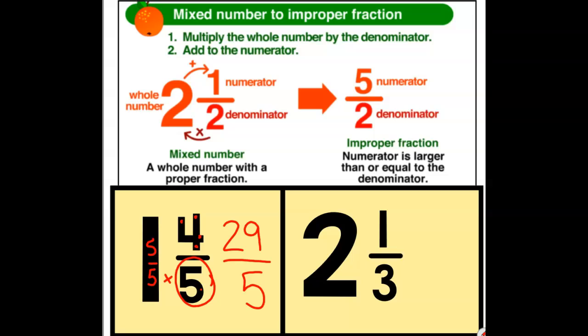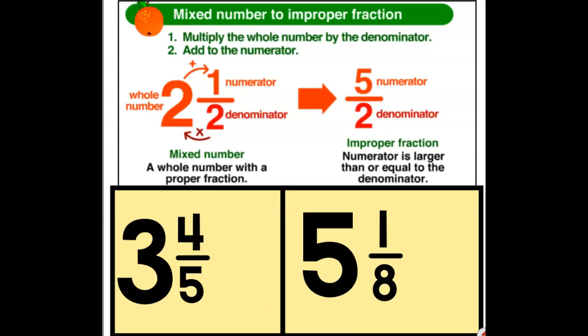Okay, now I'm going to move over here. 2 1/3. Well, if I'm talking about thirds, each whole is going to be 3/3, but I have 2 of them. So 3 times 2 is going to give me 6. Then I have this 1 extra 1/3, so I'm going to have 7 thirds. Okay, so look at those. Remember, these are just 2 different ways to say the exact same value.